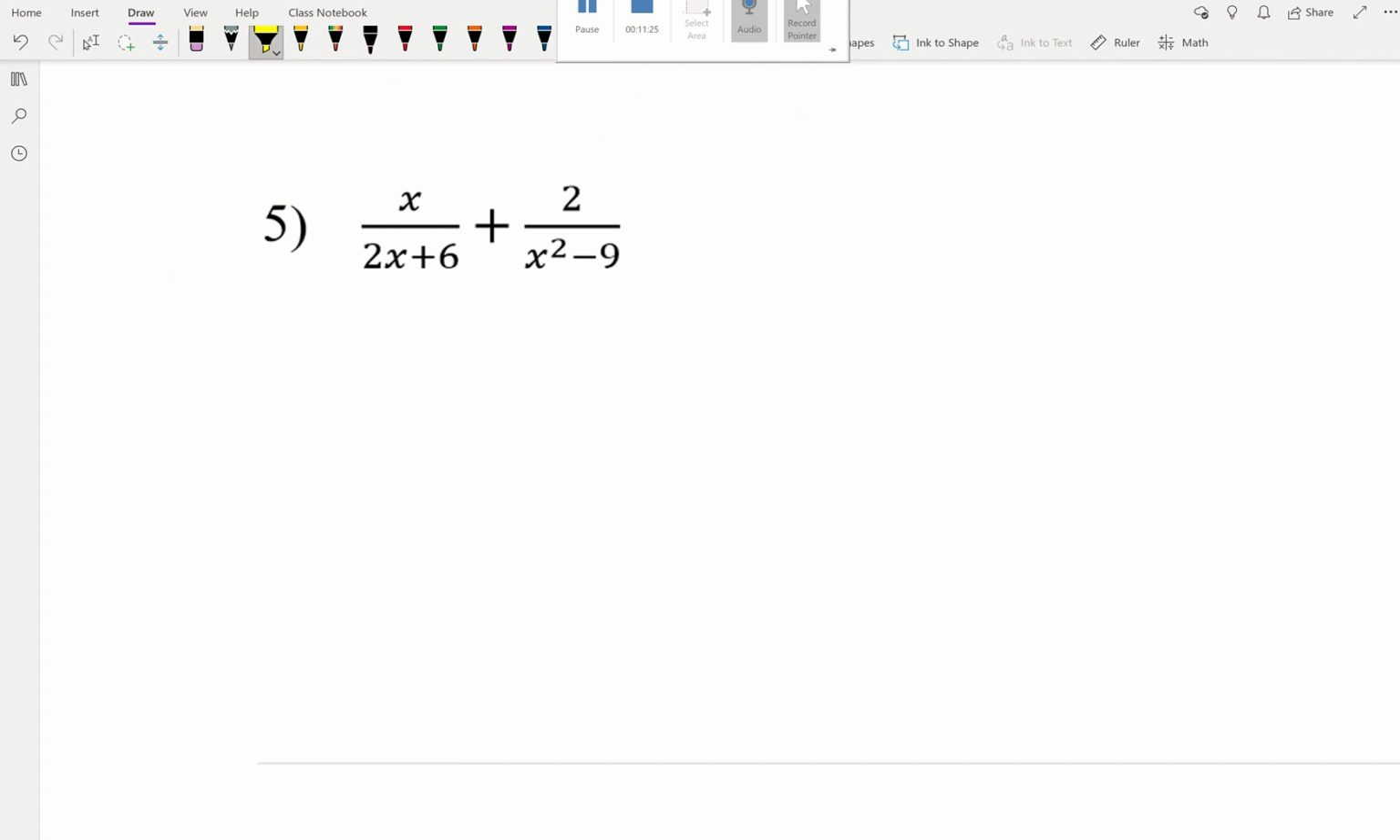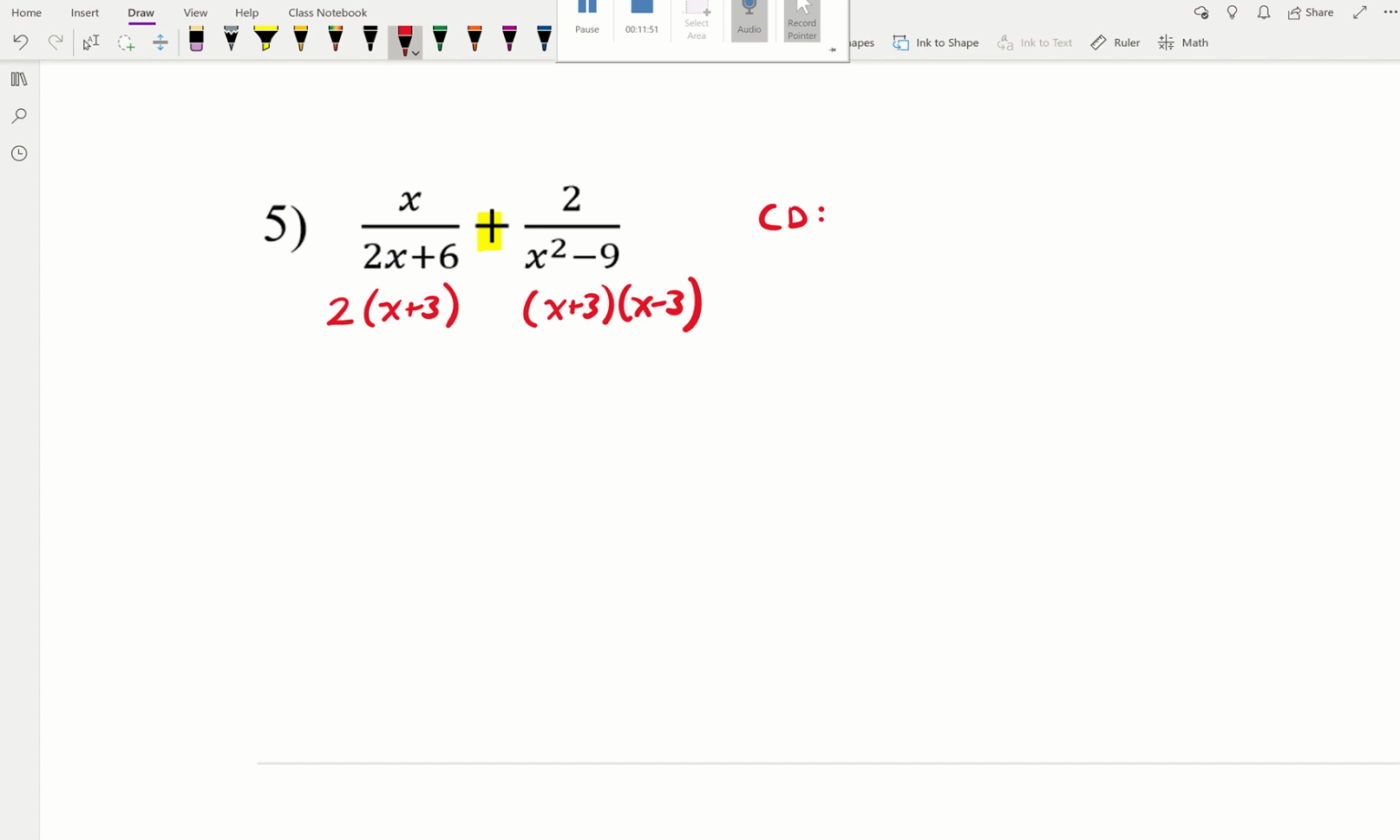All right, so same idea. The approach is we see addition. Automatically, that tells us we can't do anything without a common denominator. So when we look at this denominator and try to factor it, we have 2 as a GCF and x plus 3. This is a difference of squares, which is going to factor into x plus 3 and x minus 3.